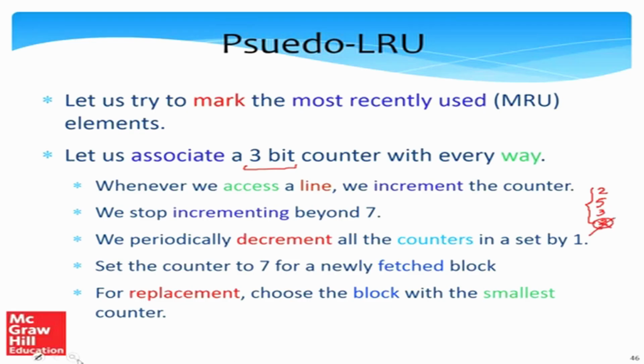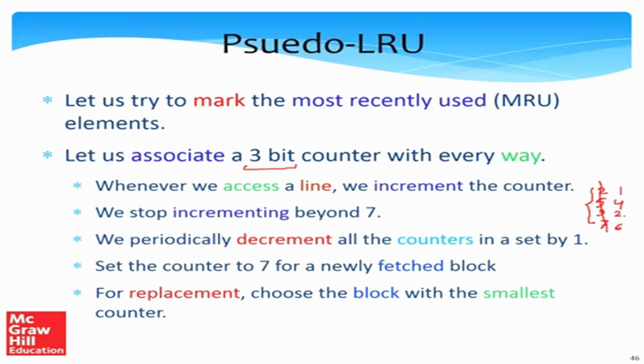When we throw this out, the question that remains is what should be the count of the new block? Well, the new block is the latest, so it should have the highest priority as per temporal locality. So we'll set its counter to 7. Let's assume that after some time, maybe in the next 1000 cycles, none of these are accessed. Then gradually we will decrement their count by 1. So this will become 1, 4, 2 and 6.